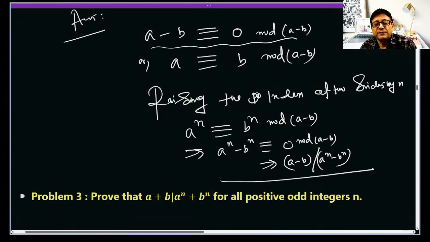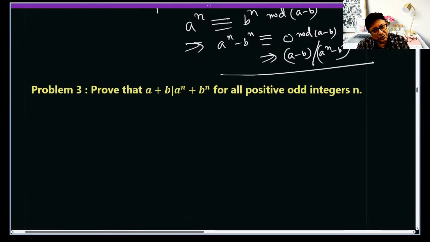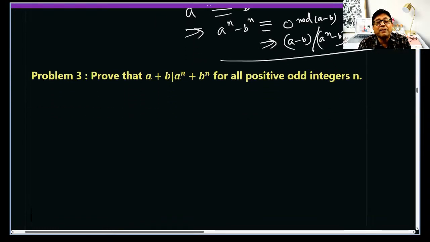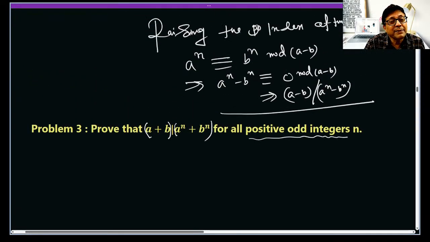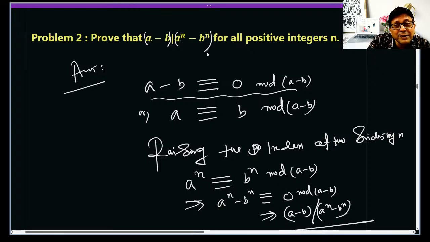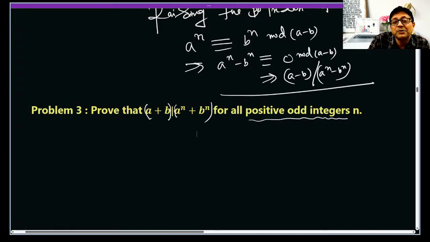Let us go for this one. This is very interesting. And these results you have already used or are going to use in many problems in algebra. Show that A plus B divides A to the power n plus B to the power n for all positive odd integers. Previous one, A minus B divides A to the power n minus B to the power n for all positive integer n. But for plus, it is going to be odd positive integer. Some of you are very smart, I know.